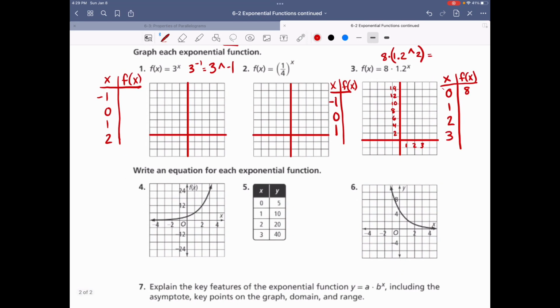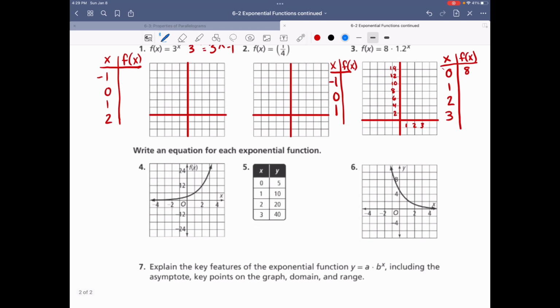Okay, we'll pause the video and you can watch the rest of the video on your own to help you through the other problems. Okay.